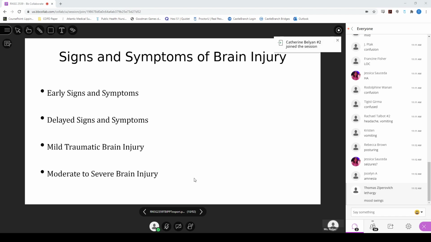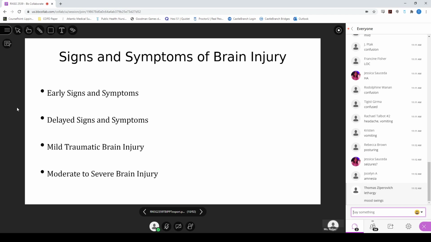Then mild traumatic brain injuries have a lot of the same signs and symptoms we just went over, but there's some difference between the mild and the moderate. The mild is the loss of consciousness, and it can be for a few seconds. In mild, they either have loss of consciousness for a few seconds or they don't have any loss of consciousness.